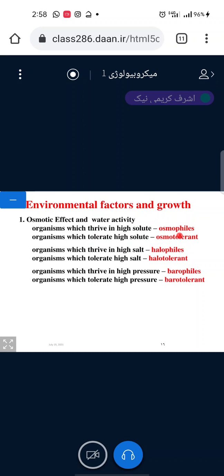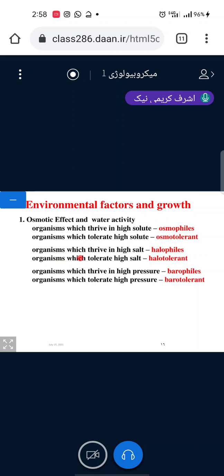Osmotolerant. Osmophile means osmotic pressure like, but osmotolerant means tolerant of osmotic pressure, can tolerate, not like. Osmotolerant organisms tolerate high solute, not like. Osmophile is like, but osmotolerant means tolerate.